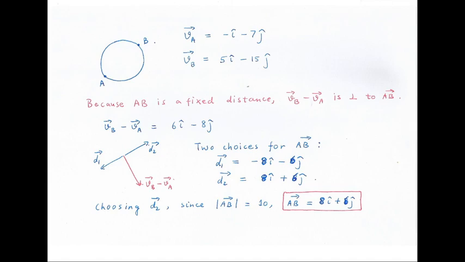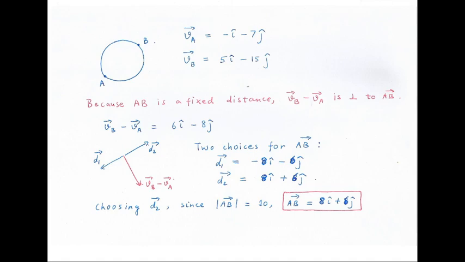AB can be any of these two. So this is how far we can deduce it. We cannot go further than deciding between these two. We cannot decide between these two vectors using the given information. So we just choose whatever we like. I just choose D2 because it has positive 8 and positive 6, to be more comfortable with the calculations.